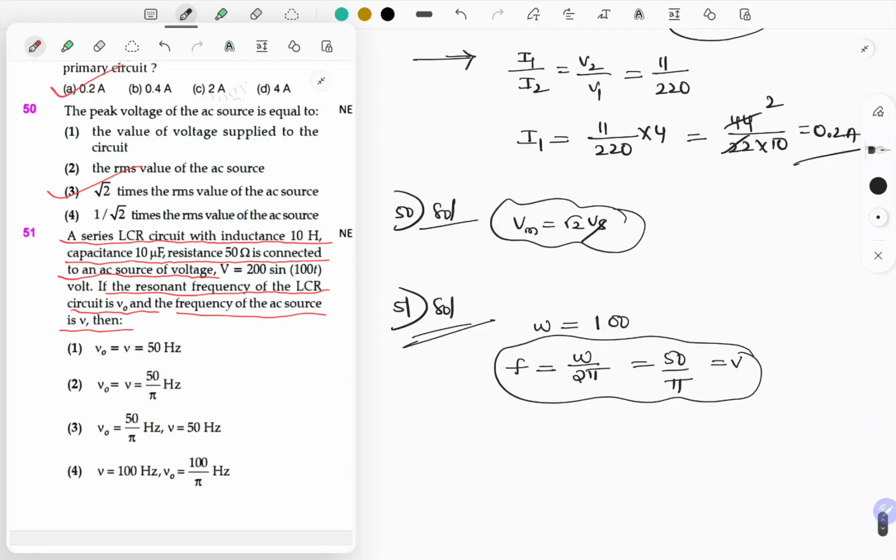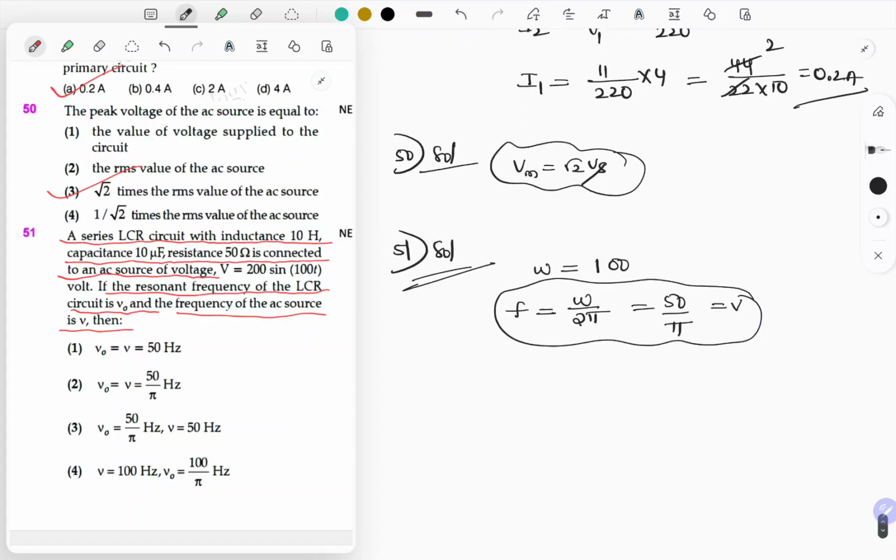Next, which option matches here? Frequency of the source V is equal to 50 by pi. So option 2 is matching.